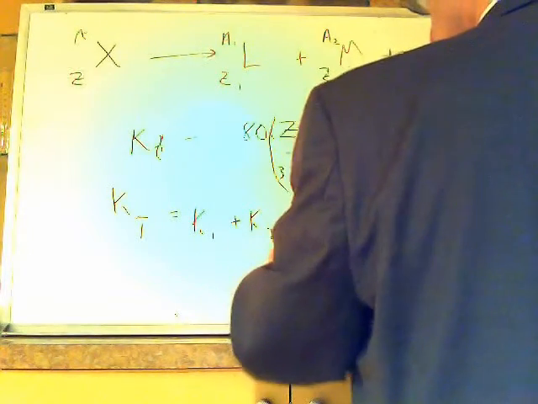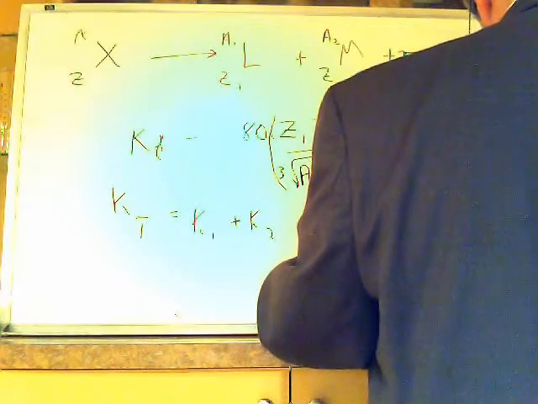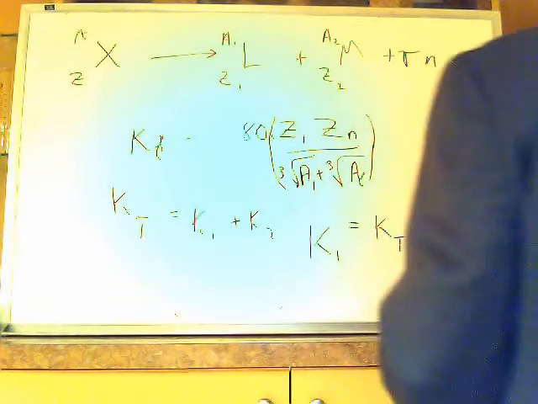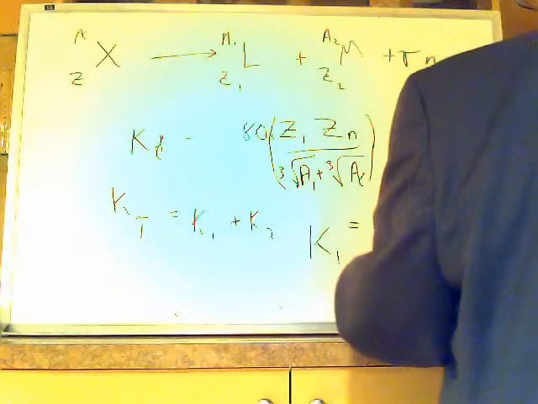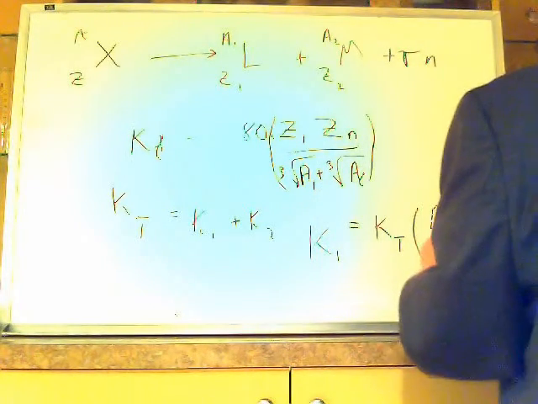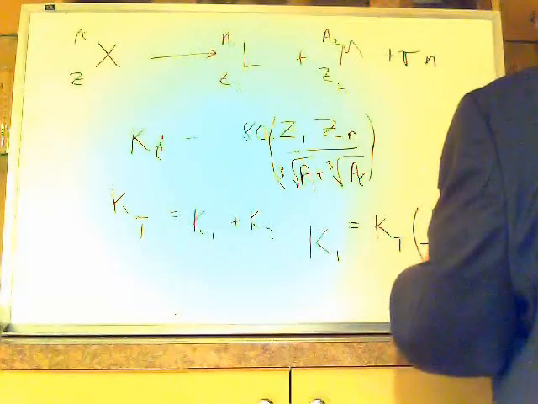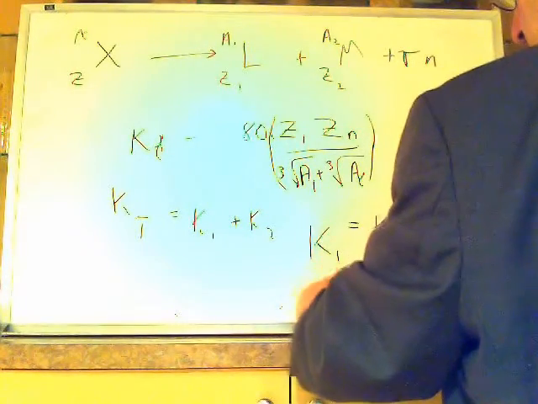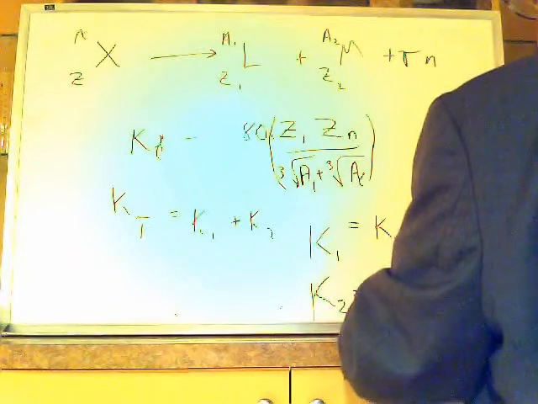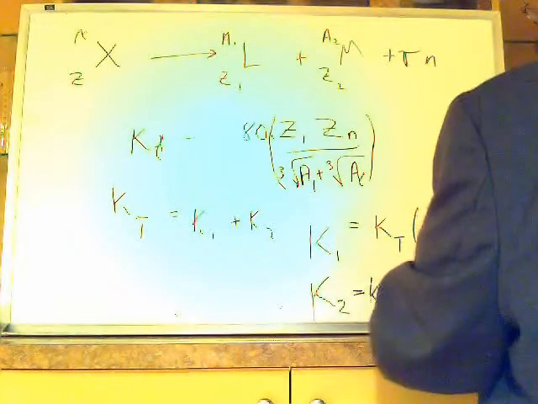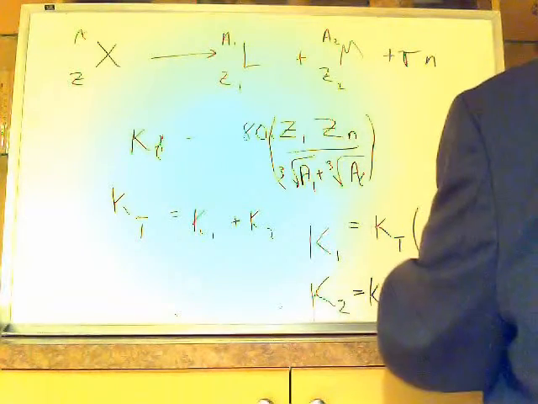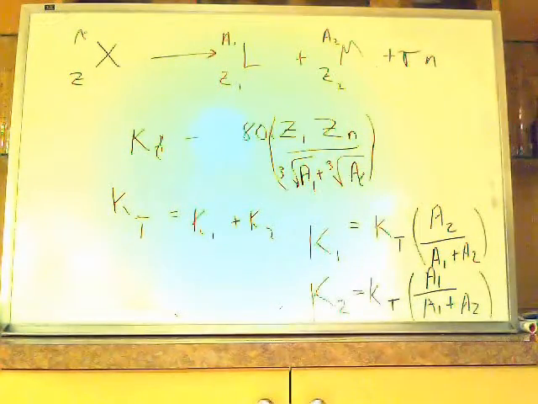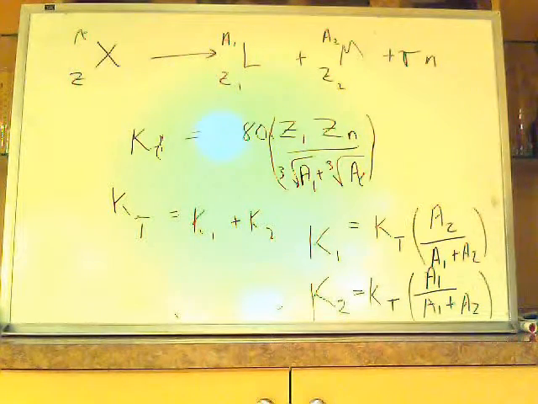But K sub 1 is going to be equal to the total kinetic energy, and this is how we can divide these up, times the atomic mass of A sub 2 divided by A sub 1 plus A sub 2. So that would be for the first fragment. And for the second fragment, K sub 2, that's going to be the total kinetic energy, again, times A sub 1 divided by A sub 1 plus A sub 2. So again, if we take these two and add them together, we're going to get the total kinetic energy for these processes. And an example is given on page 142.